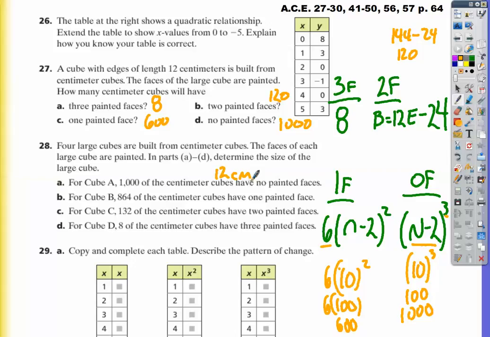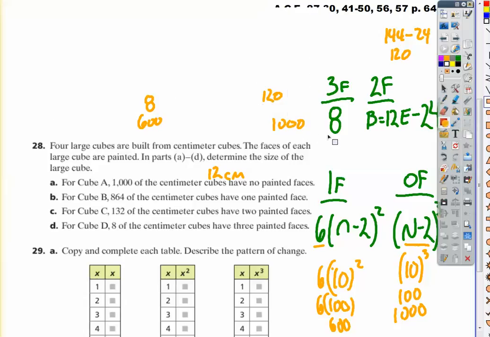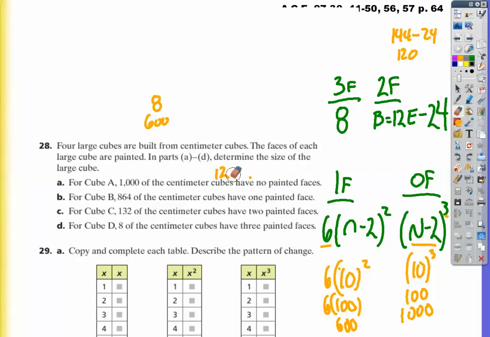For B, cube B has 864 centimeter cubes with 1 face painted. So we're going to have to plug that in, right? I'm going to give myself some space, because I'm going to have to do some plugging in here, so I'm going to cover over this piece to provide myself with space to work. Well, I can put the 12 back, right? 12 centimeters.